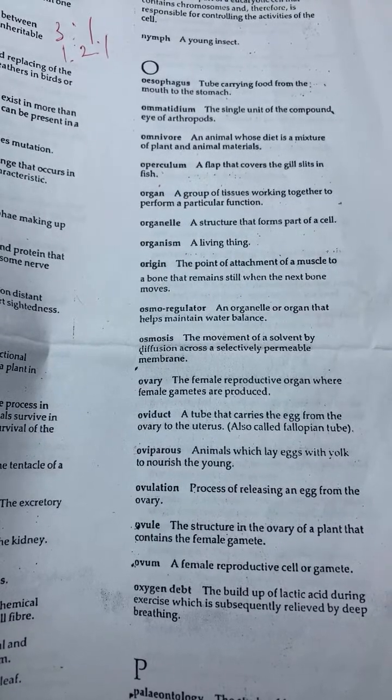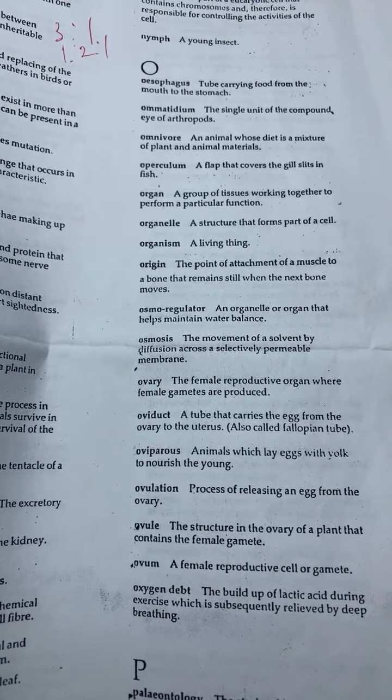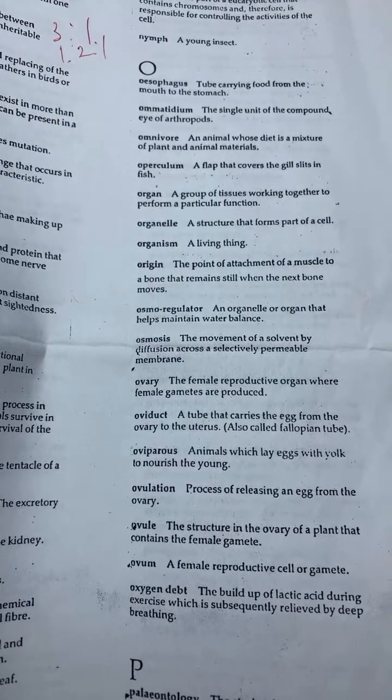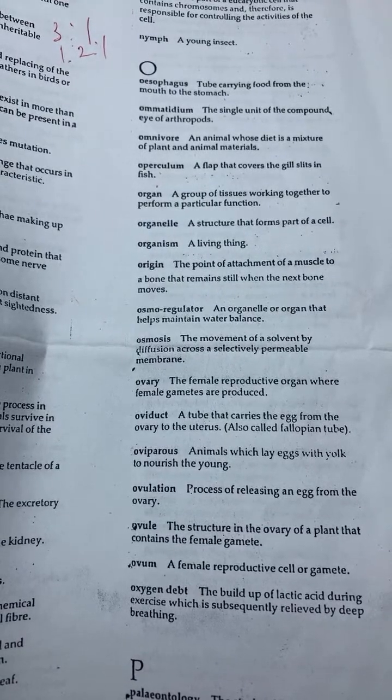A uterus can also be called a womb. You don't call it a uterus, you call it a womb. So a tube that carries the egg from the ovary to the uterus is called what? The fallopian tube or the oviduct.